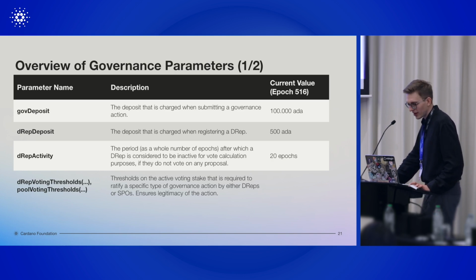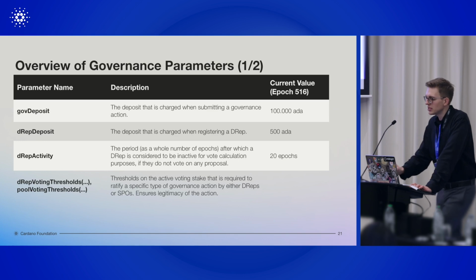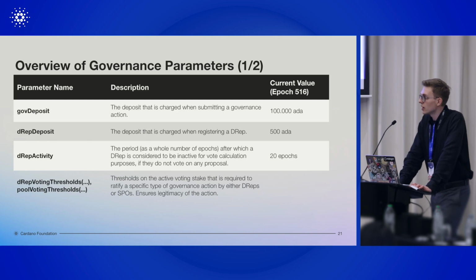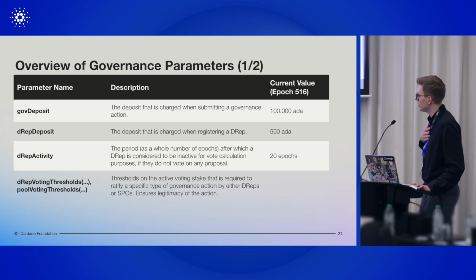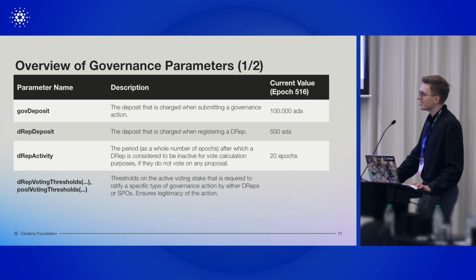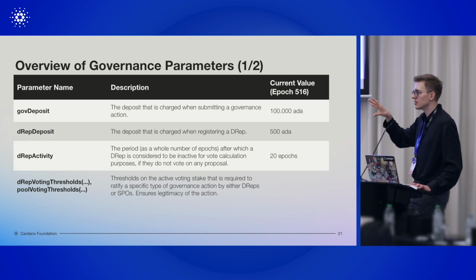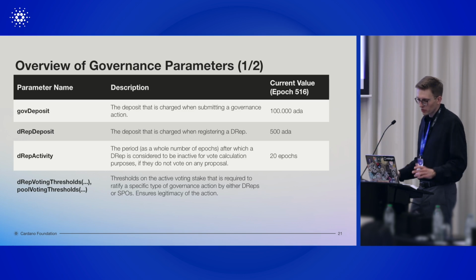And then the third one is the DRep activity, which is 20 epochs, and that means that if you, let's just imagine I sign up as a DRep right now, and I do not vote on anything, right? I signed up, so I am an active DRep. I'm considered active. But if I do not vote in 20 epochs, I am considered as inactive, and then the stake that is delegated to me, so all of my delegators that delegate to me, their voting power is then considered as an abstain vote. So that's the best way to think about it.